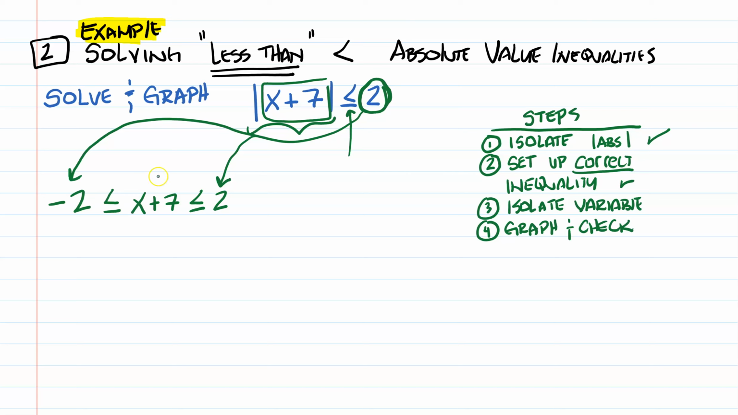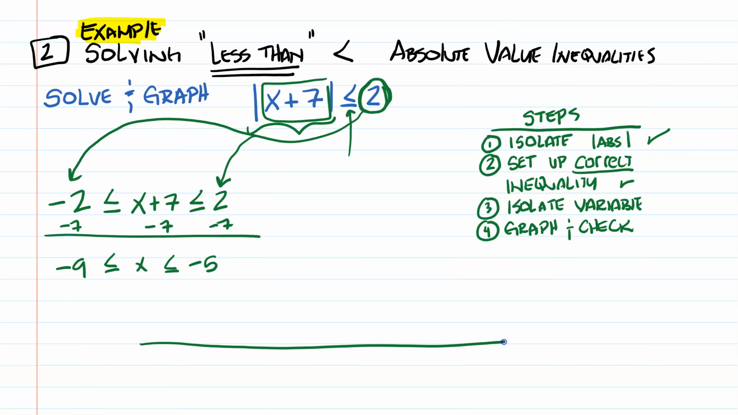We're going to isolate the variable. The variable is x, so I'm going to subtract 7 from both sides. So this is going to be -9 is less than or equal to x, which is less than or equal to -5. On my number line, I'm going to put 0 here, for good measure. I'm going to put -9 there, and I'm going to put -5 here. The number in the middle of these would be -7.